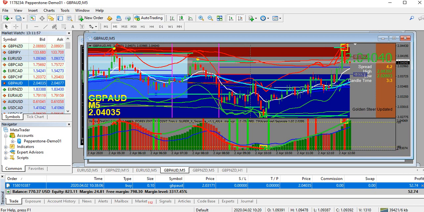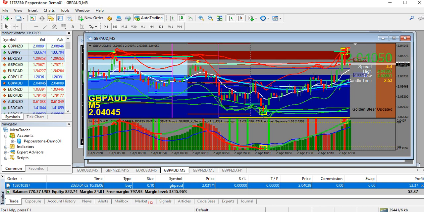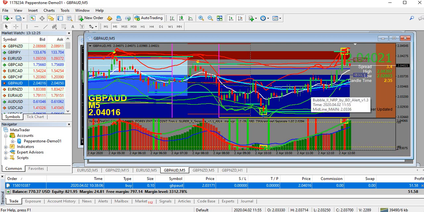What I'm going to be showing you is how to enter setups and how to exit trades. Like this GBP AUD was entered today here. You can see this bubble setup. It was entered at this point, and you could have exited here, but you could have exited here also. You can see the histogram, it's green. But you've got to practice a lot to really get the hang of it.